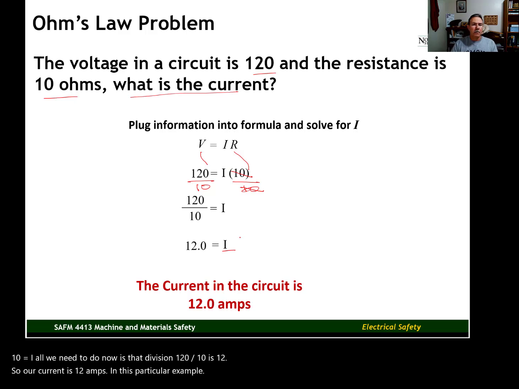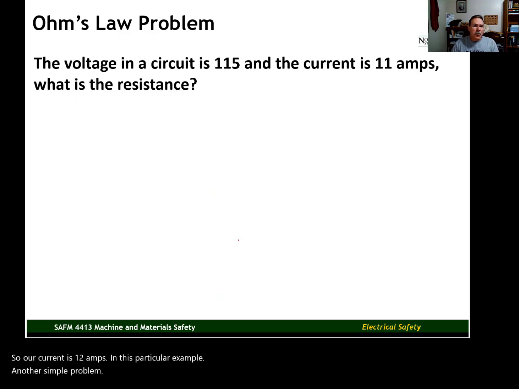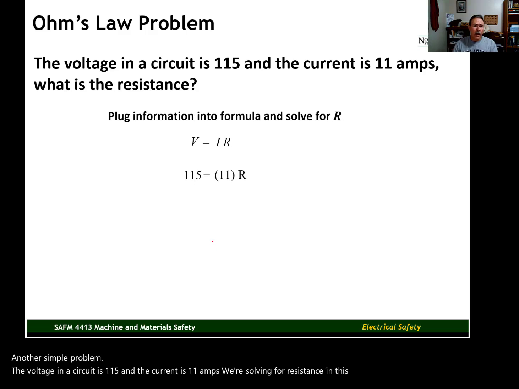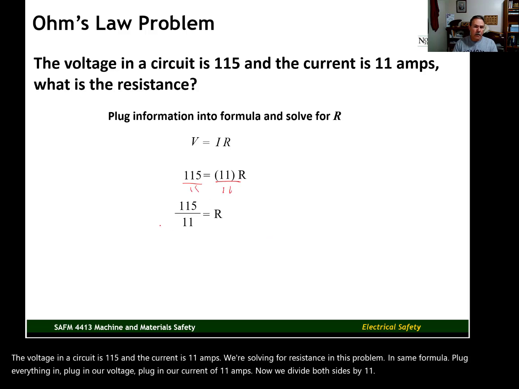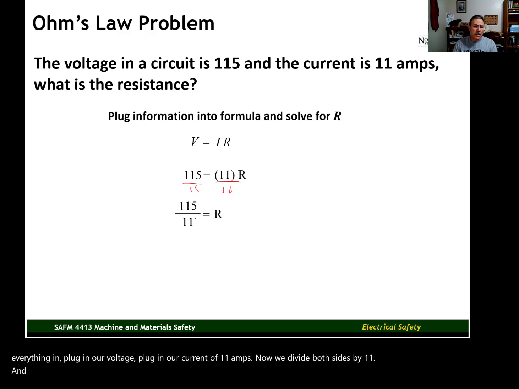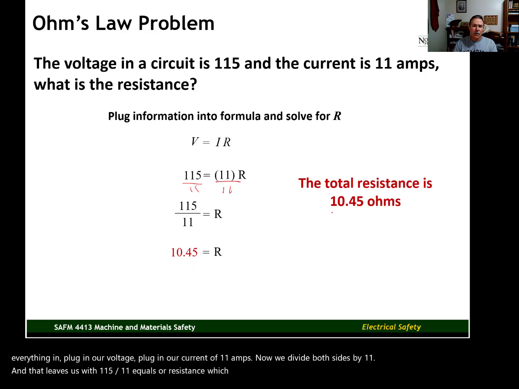Another simple problem. The voltage in a circuit is 115 and the current is 11 amps. We're solving for resistance in this problem. Same formula, plug everything in, plug in our voltage, plug in our current of 11 amps. Now we divide both sides by 11. And that leaves us with 115 divided by 11 equals our resistance, which is 10.45 ohms. Total resistance in this circuit is 10.45 ohms.